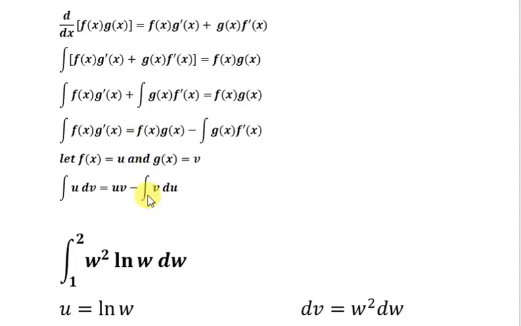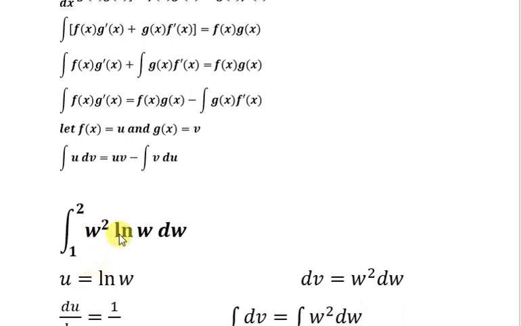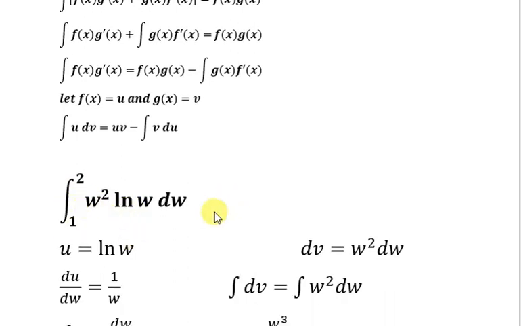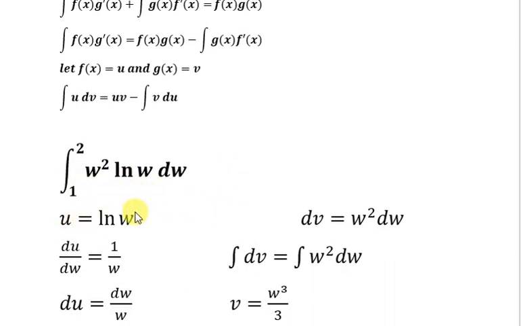So the next thing we do is to attempt to solve the question: the integral of w squared ln w dw, ranging from 2 to 1. At this point, what we do is to choose our u part of the equation. Now look at the setup that we have. The left side says that we need a u portion and we need a dv portion.